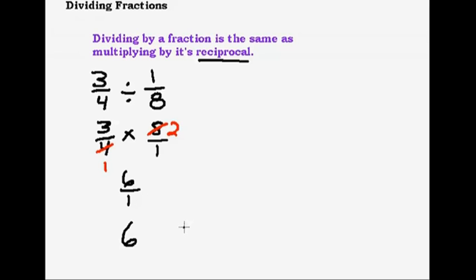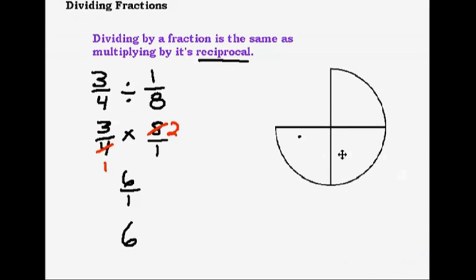Now that's a little strange to think about. Like what's happening here? 3/4 divided by 1/8. Why does that come out to be 6? Well, let's see if I can give you a little bit of help with this, a little picture, of what's happening. So we have 3/4. Here's 3/4.